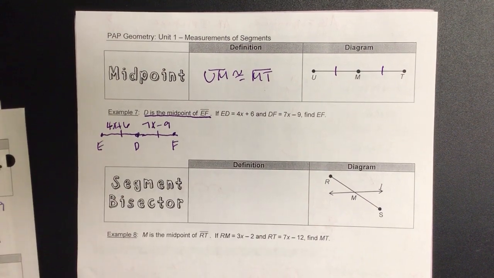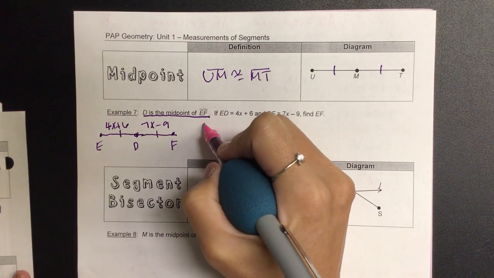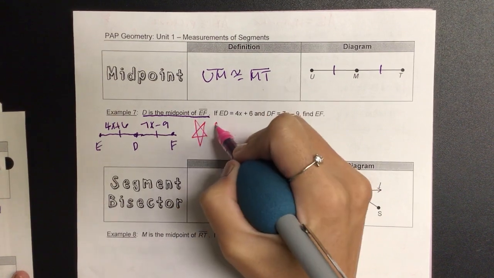Can I use segment addition postulate here? Can I say little part plus little part is the whole? Did I give you the whole? The whole expression is not given, right? So here's something picky about the midpoint. There are 2 different items that you can use. Put a big star on this one. And give me 2 points.